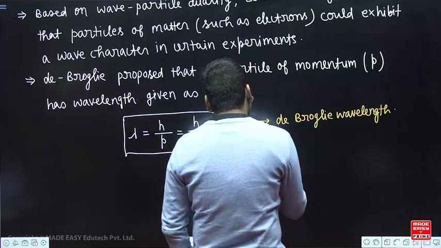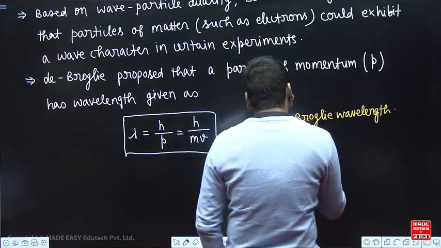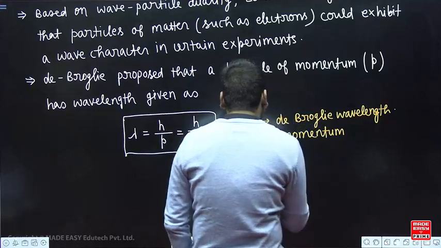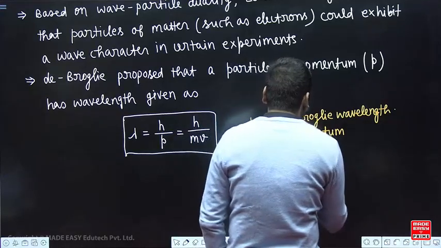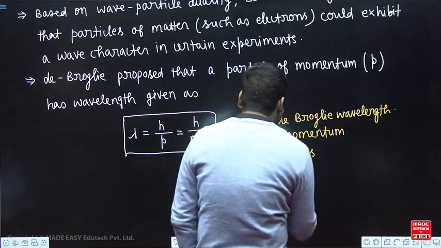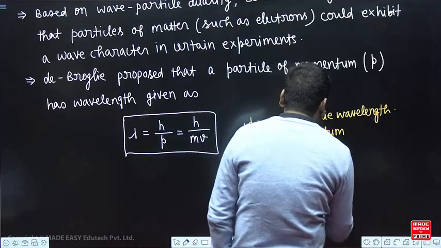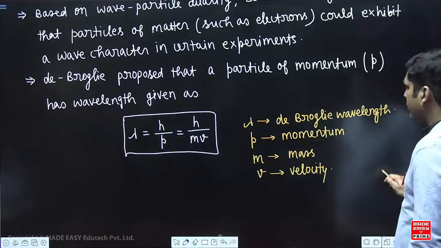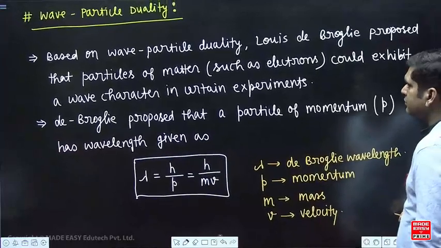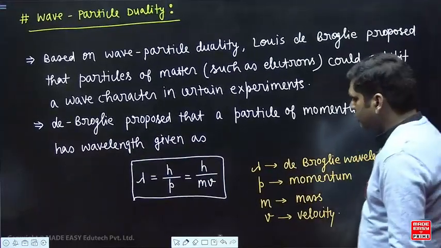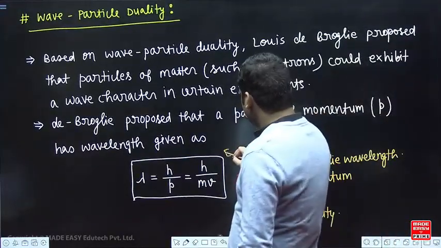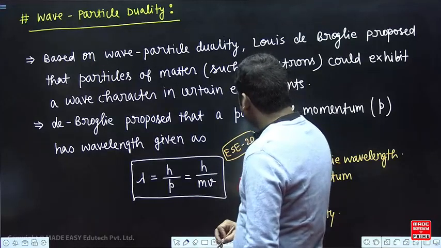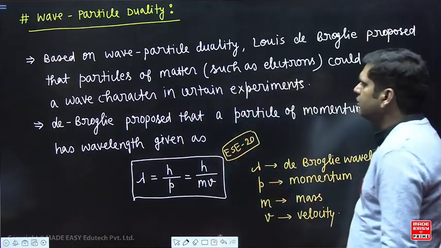h is Planck's constant, p is momentum, m is mass, v is velocity, right. So please note down these things. This has been asked in Engineering Services 20 in the materials science of some branch, so it may be asked again, also this relationship.